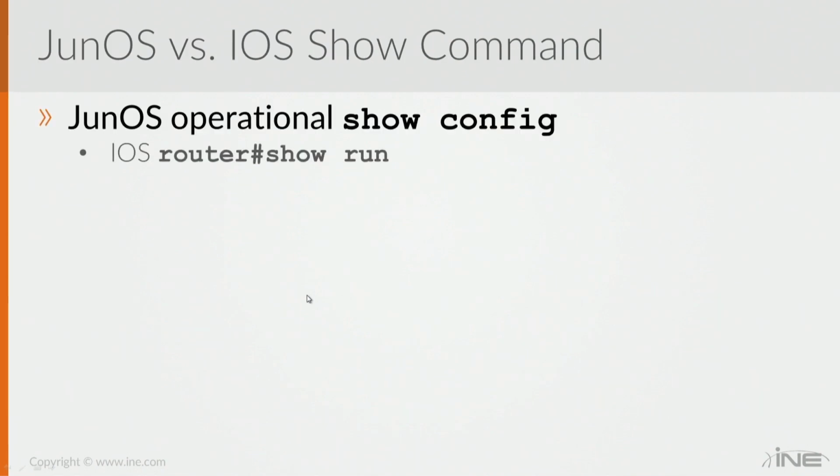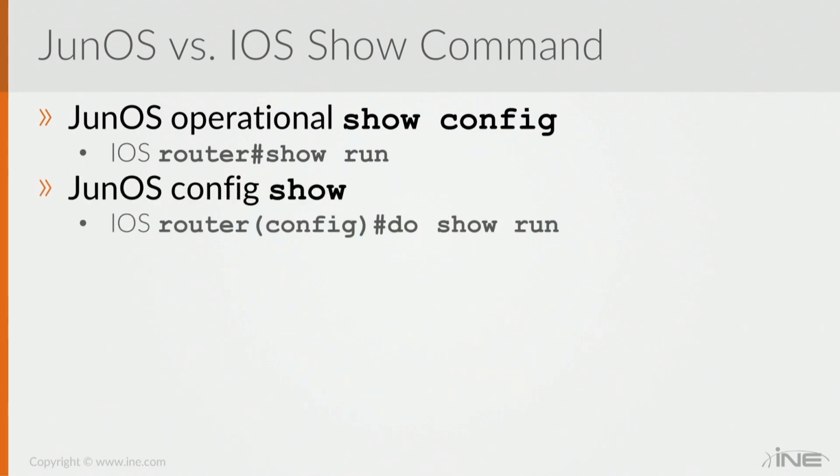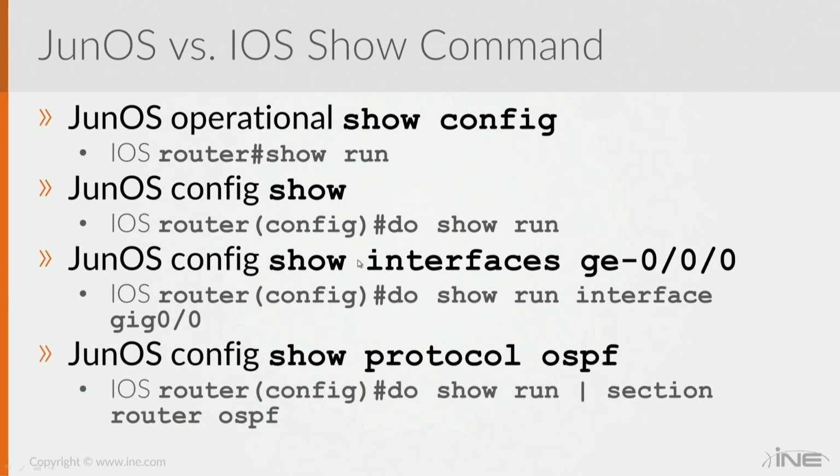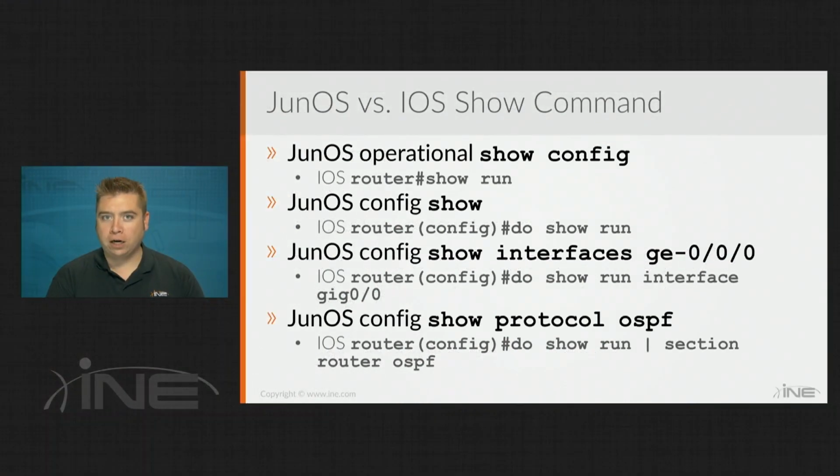So if we were to think about some of these parallels, show config from operational mode, like I mentioned, that's the equivalent of show run in IOS. If we issue just show in config mode in Juniper, that's do show run in IOS. Show interfaces ge-0/0/0 from config mode would be do show run interface. Or if we said show me protocols OSPF, that would be show run pipe section router ospf in IOS. So they don't have one-to-one parallels for a lot of the features, but they're relatively close enough that if you understand what you're trying to verify to begin with, a lot of the time there is going to be a parallel from IOS into JunOS and back.